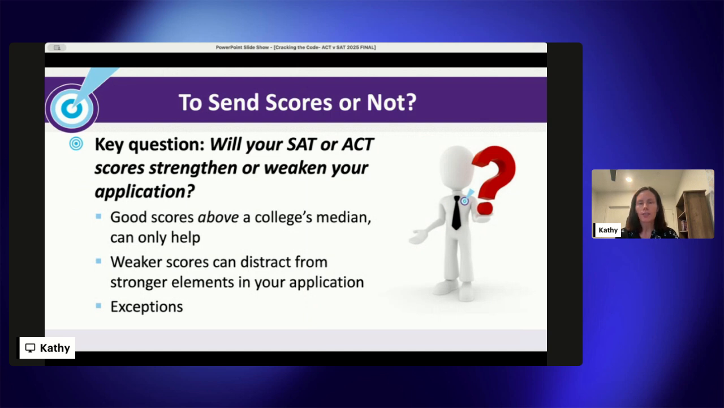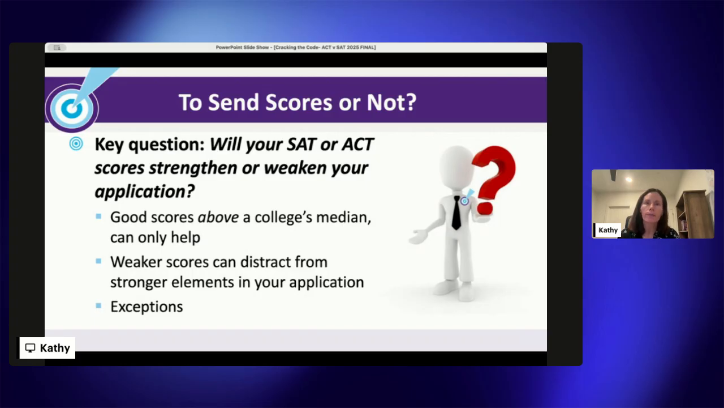So many seniors have taken their August, September SAT, they've taken a September ACT, maybe they're going to take it one more time in October, but they kind of know at this point, right? Have test scores been going up consistently? Are they starting to plateau out? So the key question is always going to be, will your SAT or ACT scores strengthen or weaken your application?